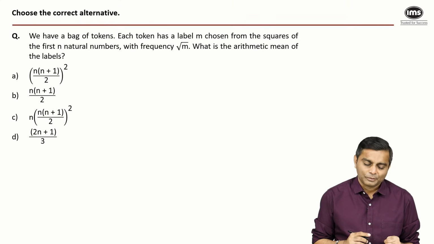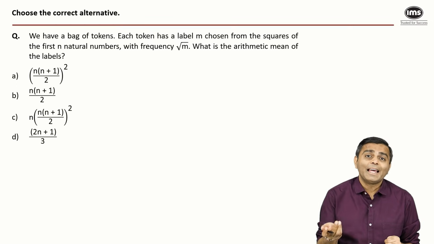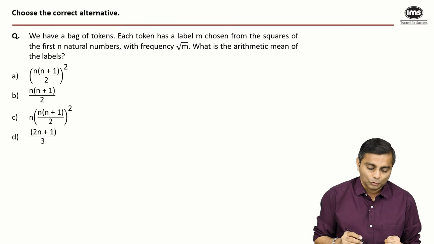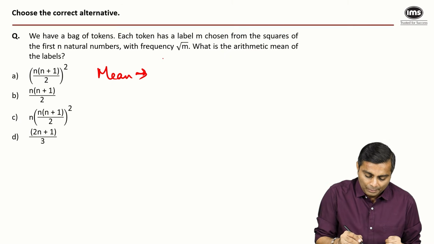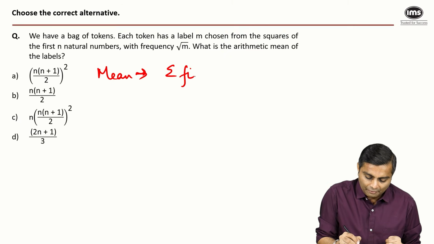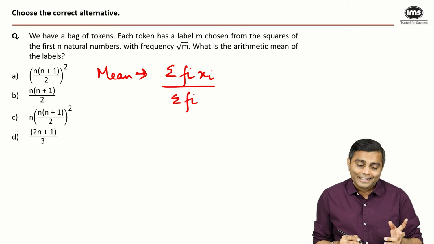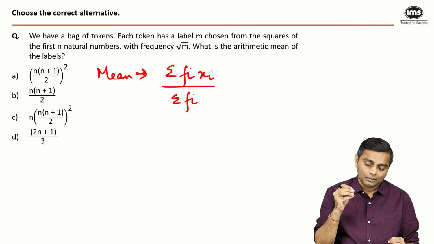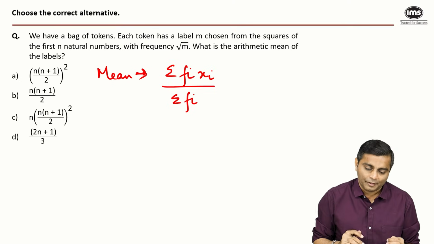Again, I think it was a simple question here. It's a frequency question. The sample set data is repeated and we are trying to find the arithmetic mean of those. So, starting with the simplest, the formula that we all know, mean is nothing but summation of Fi times Xi divided by summation of Fi. Now, what have they said? They have said that all the labels are squares and the frequency is root of m, correct?